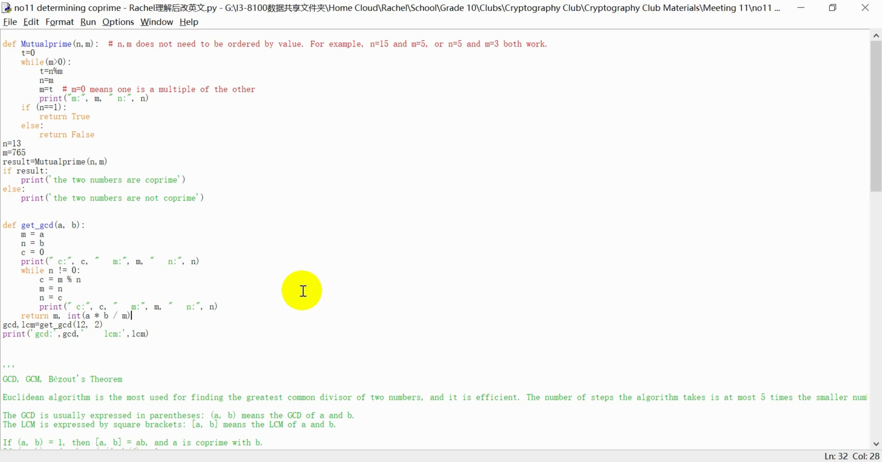When m equals 0, the loop breaks, and then we go into the if statement. If n equals 1, that means that the two numbers are coprime because their only common factor is 1, and then we return true. Else, so if n equals any other number, then we return false, because that means that the two numbers n and m have common factors that aren't 1. So let's try running the code.